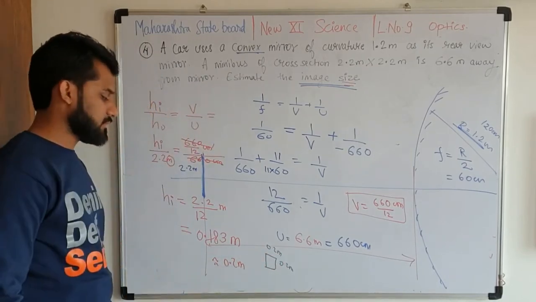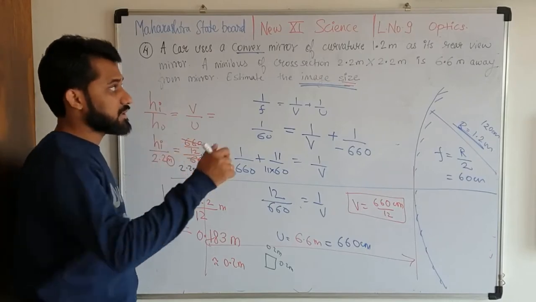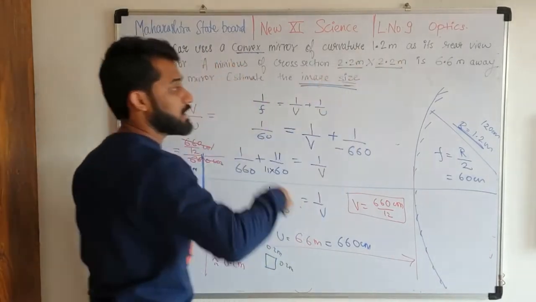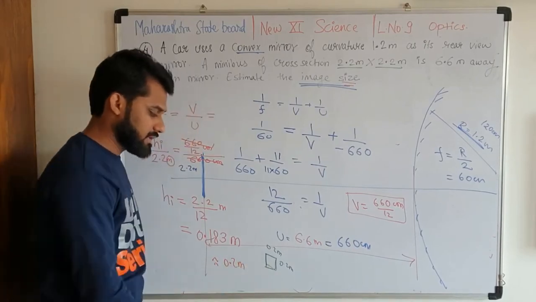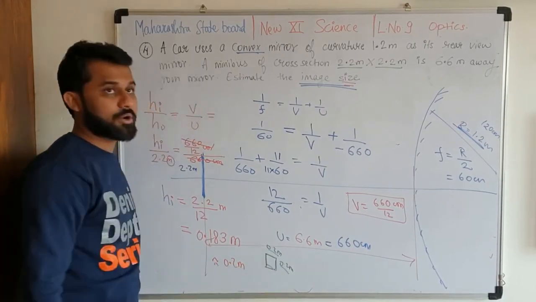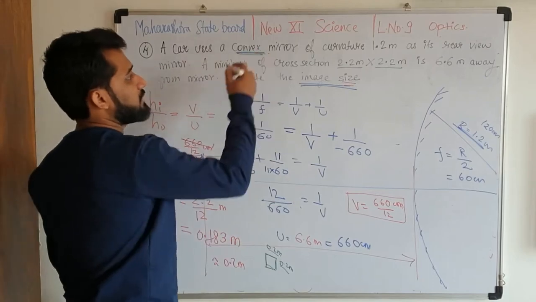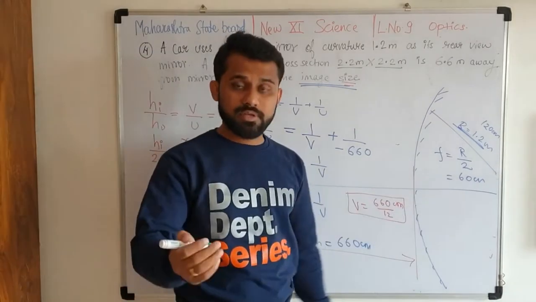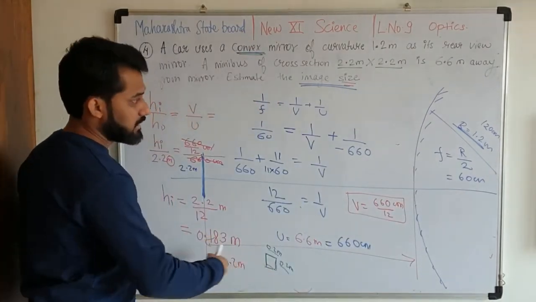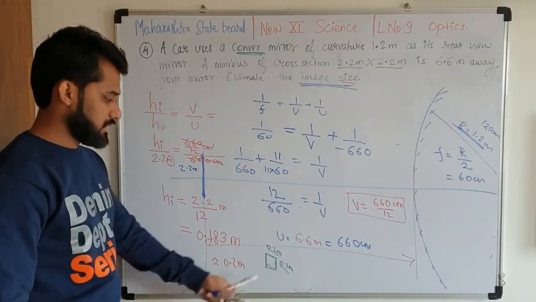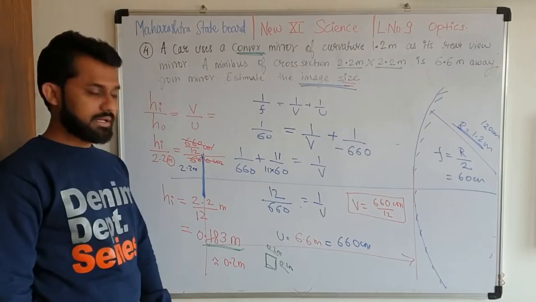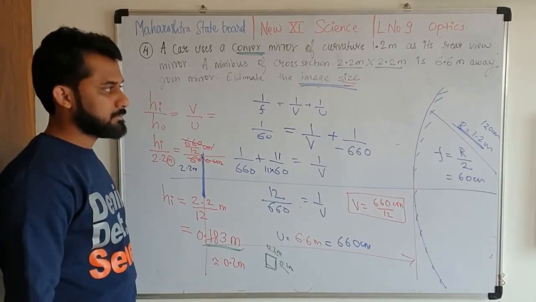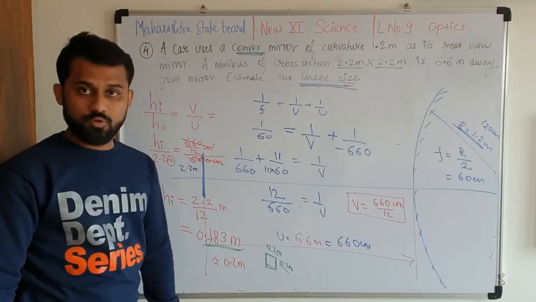This will be the image of the bus. The actual bus is 2.2 meter cross 2.2, but in the mirror when you are observing it, it will appear as a very small image of 0.2 meter cross 0.2, because we know that in a convex mirror the image is always diminished. And we got the answer, which is a diminished image, 0.2 meter cross 0.2 meter. The exact answer is 0.183 meter cross 0.183 meter. So this is the answer for question number 4.